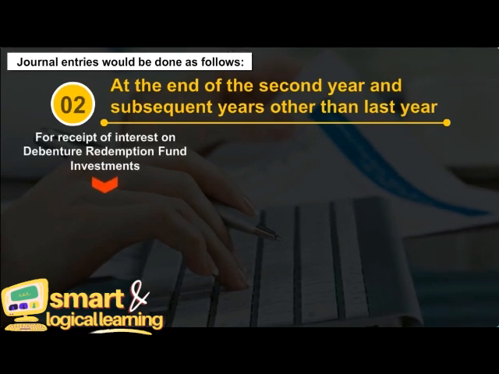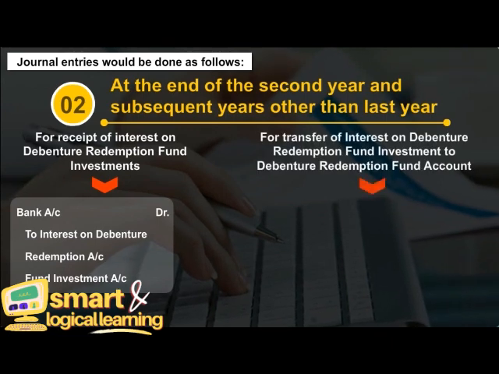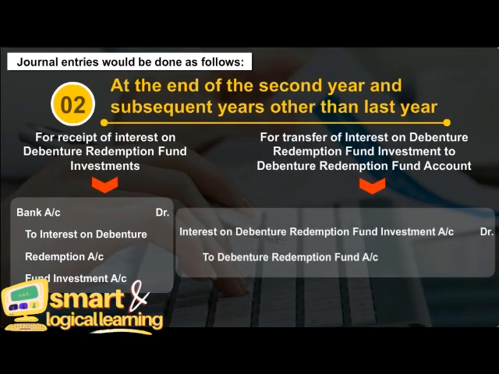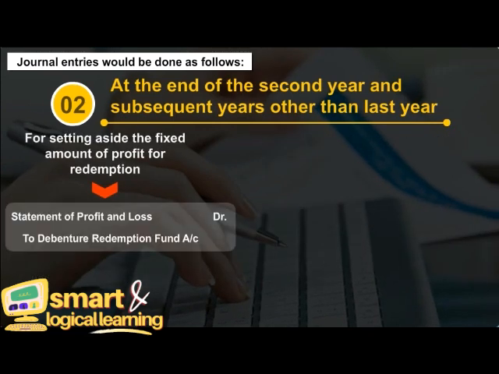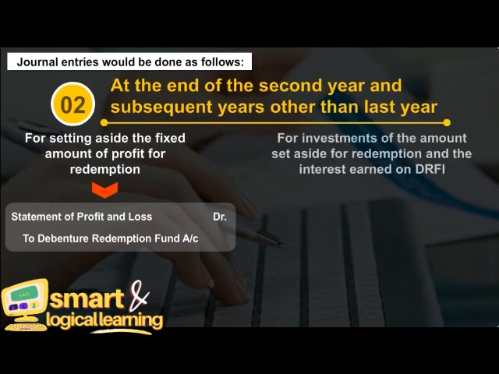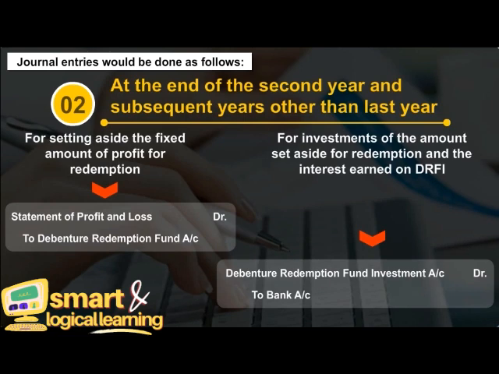A. For receipt of interest on debenture redemption fund investments. B. For transfer of interest on debenture redemption fund investment to debenture redemption fund account. C. For setting aside the fixed amount of profit for redemption. D. For investments of the amount set aside for redemption and the interest earned on DRFI.